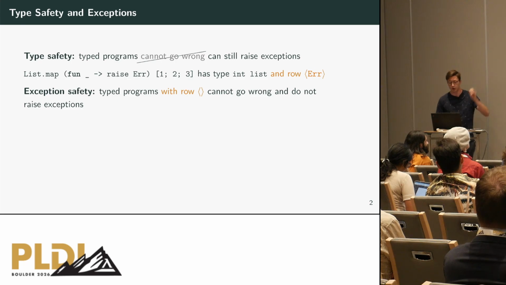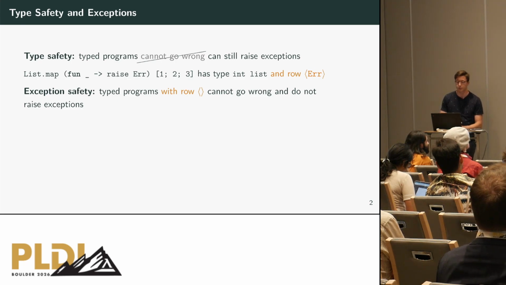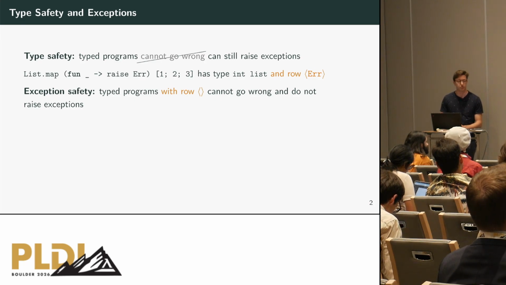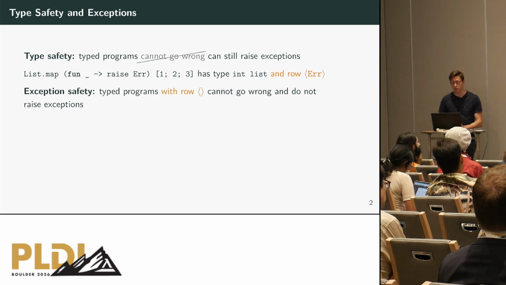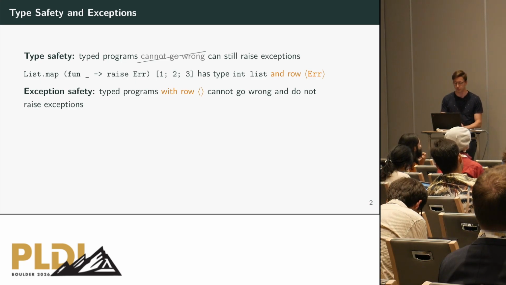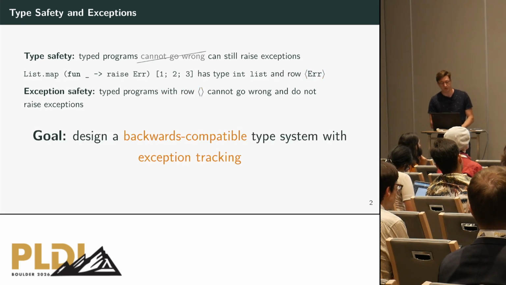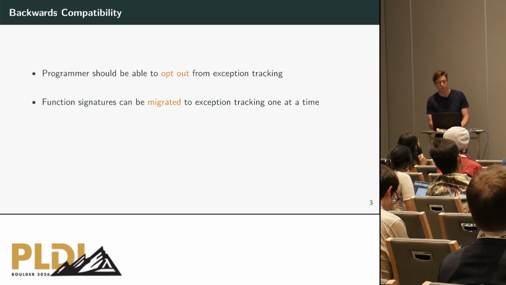So we say that not only does the program above have type list of integers, but it also has a row containing the singleton label error, indicating that exceptions with the label error may be thrown. And then we say that a typed program at an empty row cannot go wrong and also does not raise exceptions. So this has been done before. What we are interested in is designing a type system with this exception tracking, which is also backwards compatible. And with backwards compatible, we mean the following two things.